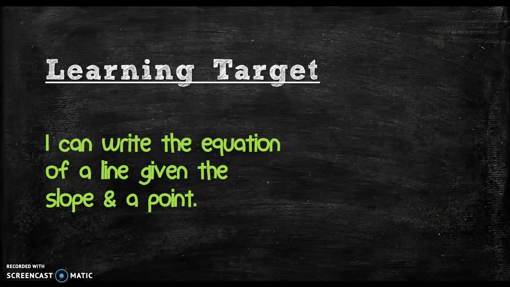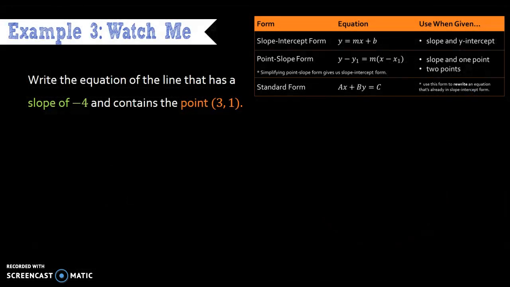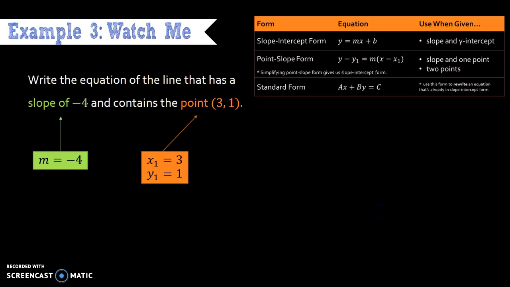Here's another learning target. I can write the equation of a line given the slope and a point. So different information this time. Write the equation given the slope of -4 and the point 3, 1. So I know that my m value is -4, and then my x and y coordinates are 3 and 1.